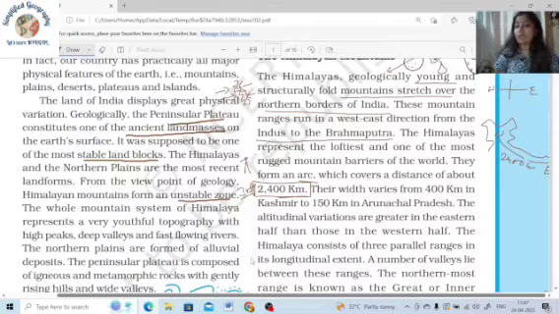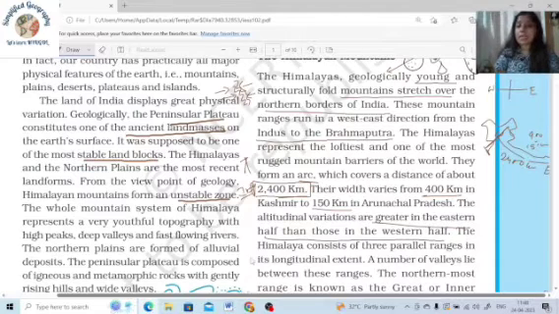Their width varies from 400 to 150 kilometers. In the west, Jammu and Kashmir, Uttarakhand, Himachal Pradesh, we find the width is 400 kilometers, and towards the east, Arunachal Pradesh, it is very narrow, 150 kilometers. Later on, we'll see through the map also. Meanwhile, the altitudinal variation is greater in the eastern half than in the western half.